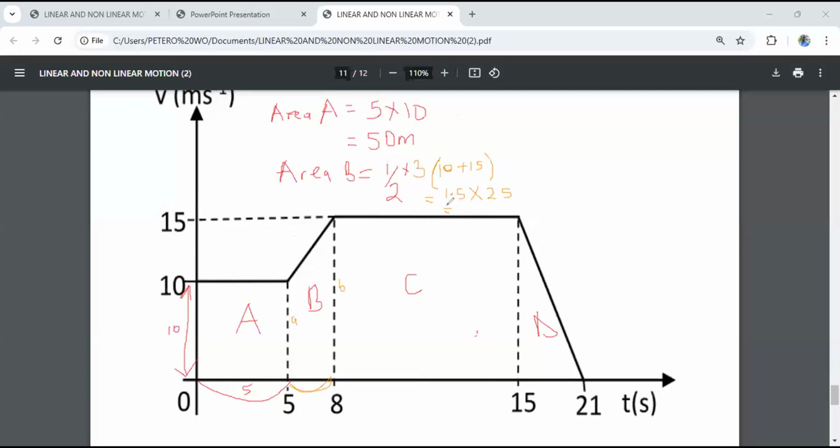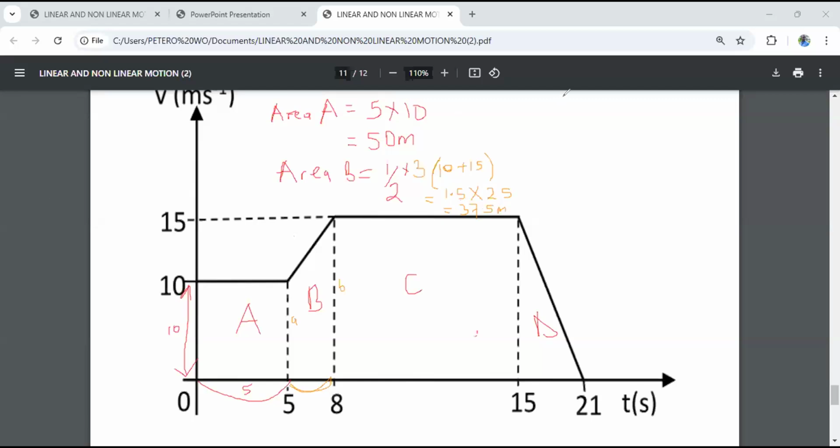On our calculators, if we press 1.5 times 25, the answer we get there is 37.5. So our second area, area B, is 37.5.